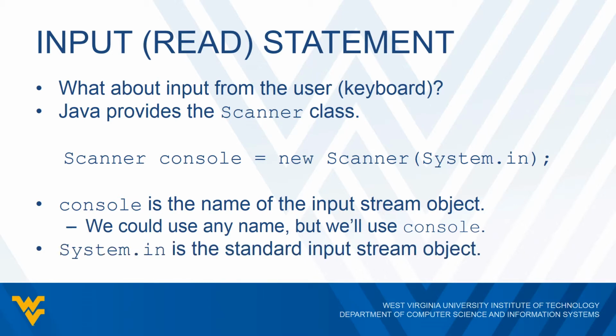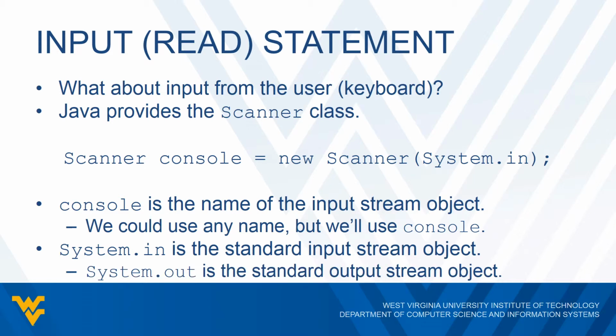And then this System.in is what's called the standard input stream object. This just means that our Scanner class is allowing us to get input from a keyboard. System.in simply means that we're getting keyboard input. And this should look pretty familiar. We've seen statements like System.out, and that is what's considered our standard output stream object, which means that we're outputting to the terminal or the monitor.